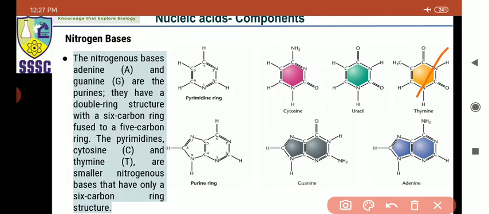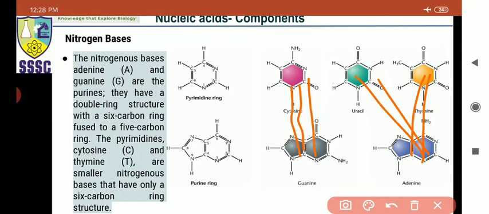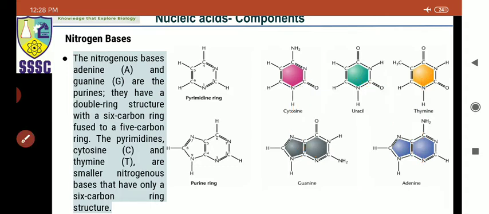Thymine is found in DNA, uracil is found in RNA, whereas cytosine, guanine and adenine are all found in DNA plus RNA. Guanine makes a triple bond with cytosine, and either thymine or uracil makes a double bond with adenine. So these are the nitrogen bases.